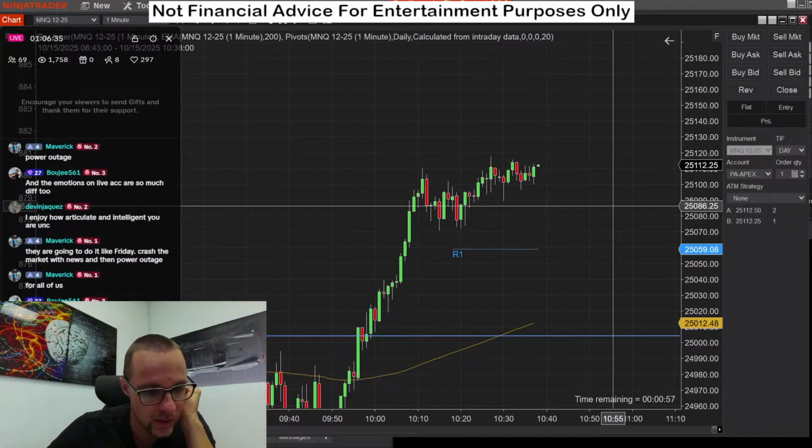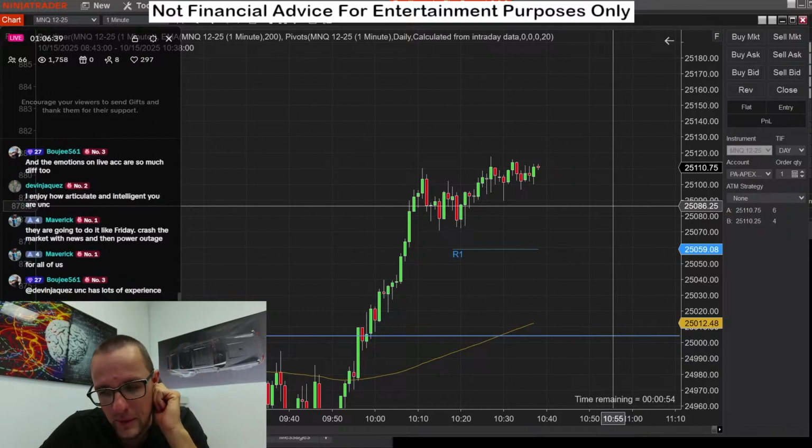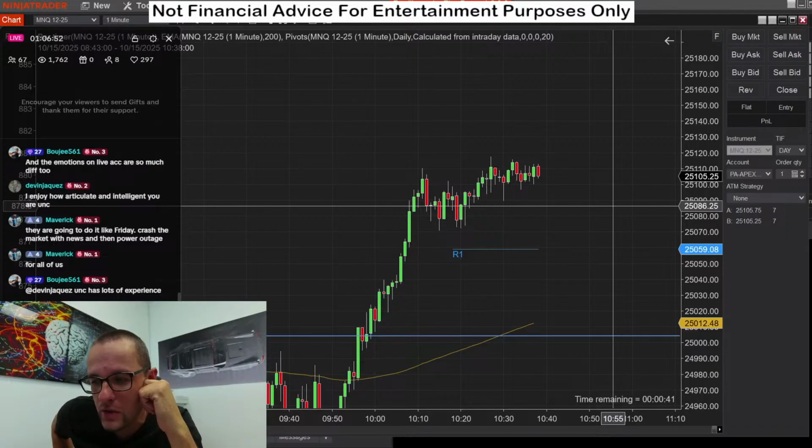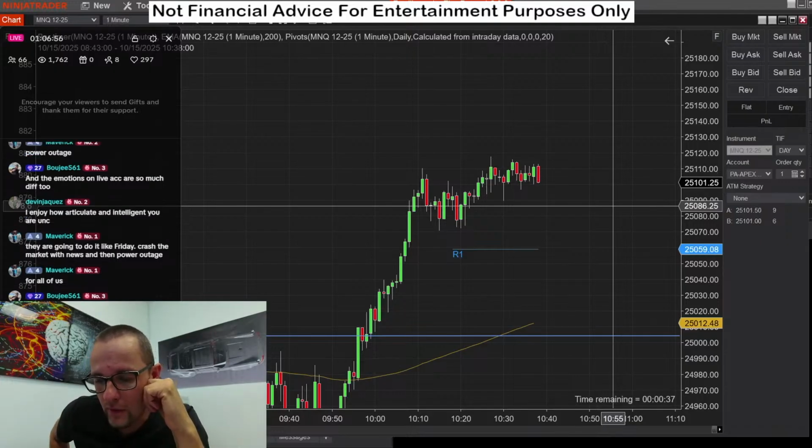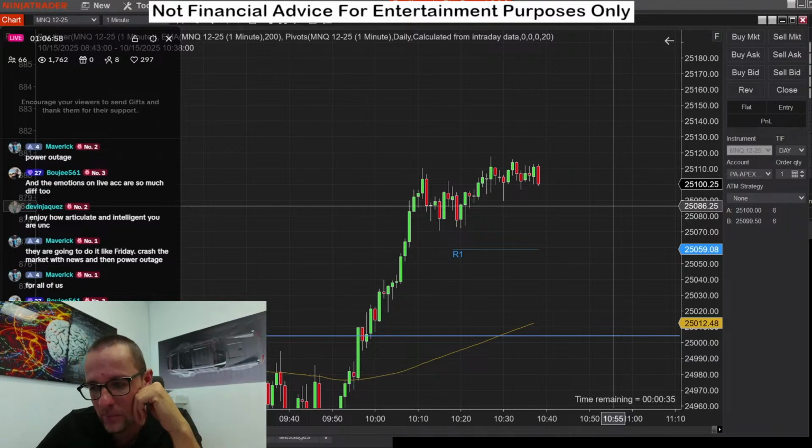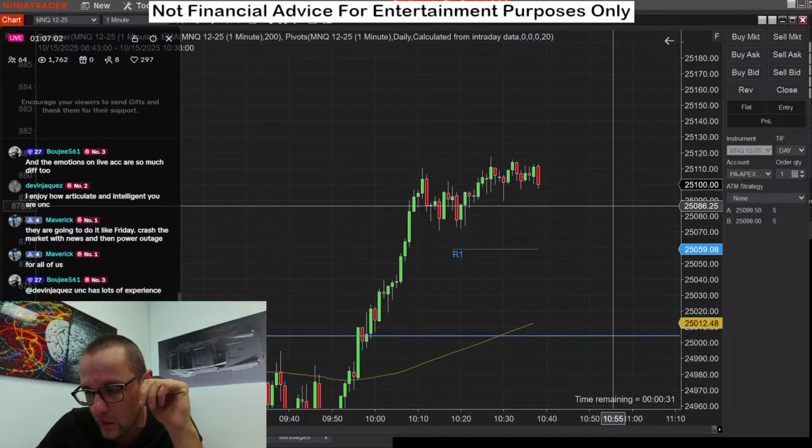They're going to do it like Friday, crash the market with news and a power outage. Has that ever happened, a power outage? How is a power outage like... I've never, because the orders are stored on the servers of the exchange. So I've never heard of that happening. If something like that happens, I mean, they have backup generators and stuff. If something like that ever did happen, I would assume, right?